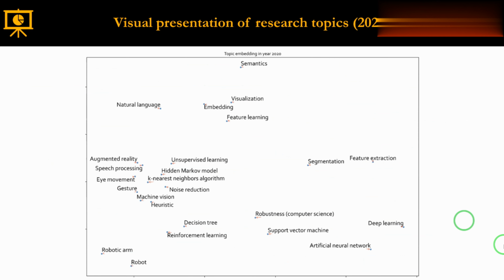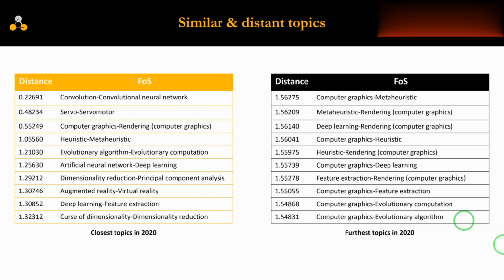As you can see, topics which are close conceptually are adjacent to each other in a two-dimensional space. Identifying adjacent and distant topics in artificial intelligence can be beneficial for scholars. On the left side table, we can see the closest topics of AI in the year 2020. As we can see, convolution and convolutional neural networks are the closest topics. It is observed that the results are thoroughly interpretable, and the closest concepts found by the proposed method are adjacent topics. On the right side, the topmost distant topics are presented. We can see that computer graphics and metaheuristic are far from each other, and there is no relationship between them.